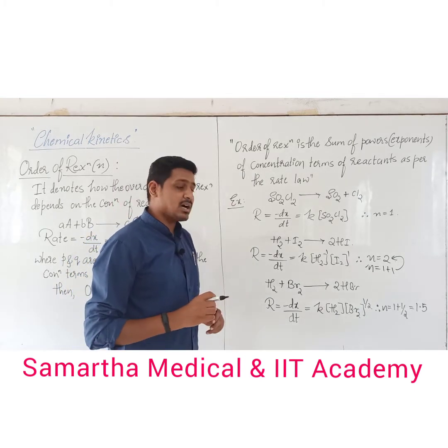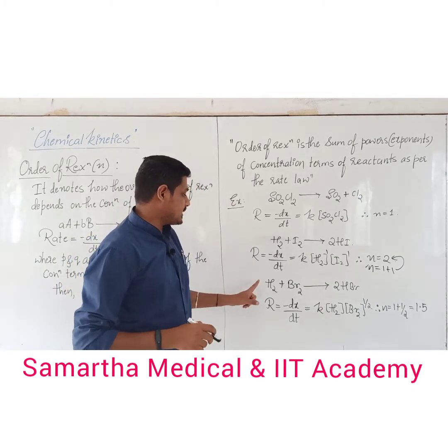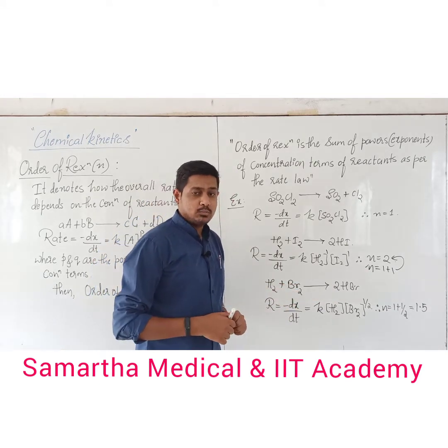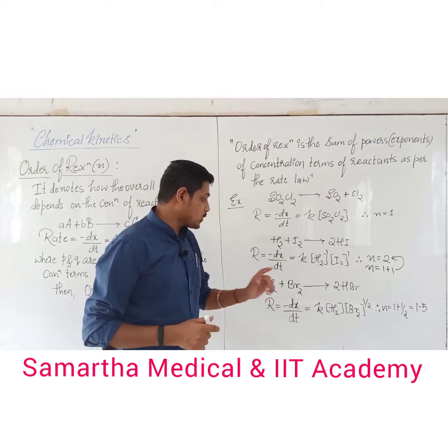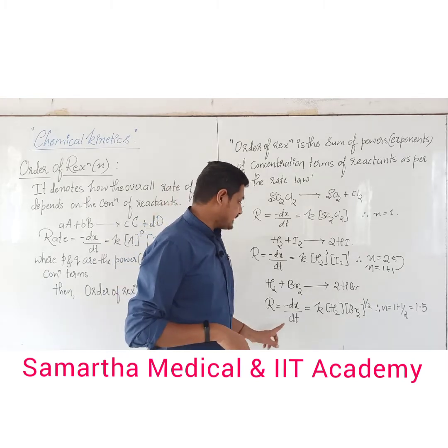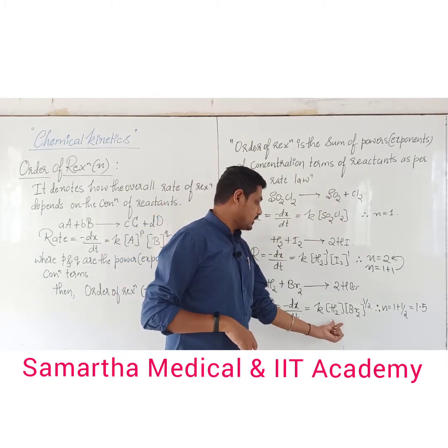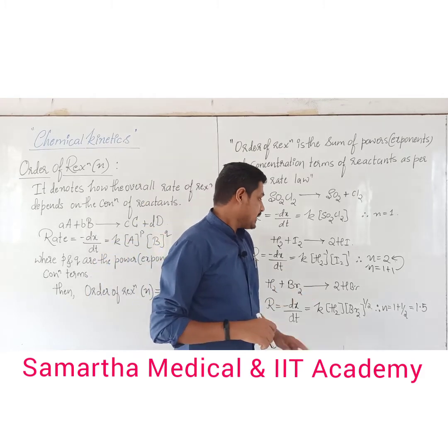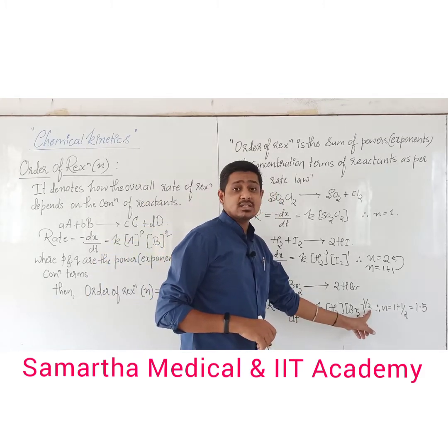Next, another example, wherein hydrogen is reacting with bromine and I am getting hydrogen bromide. Then the rate is equal to the rate constant times the product of the molar concentrations of hydrogen and bromine. Here, look at the power of the bromine, it is half.